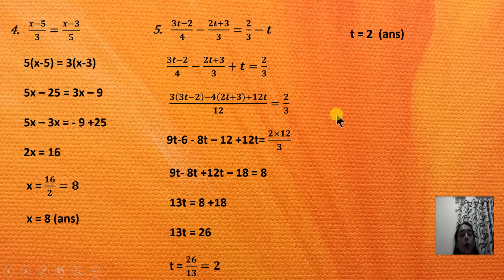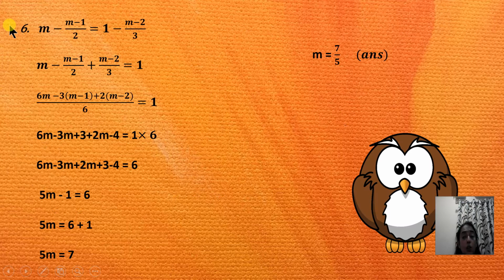Give a pause, write down all these 5 questions and then move to the sixth one. Sixth one: (m minus 1) upon 2 minus 1 is equal to 1 minus (m minus 2) upon 3.